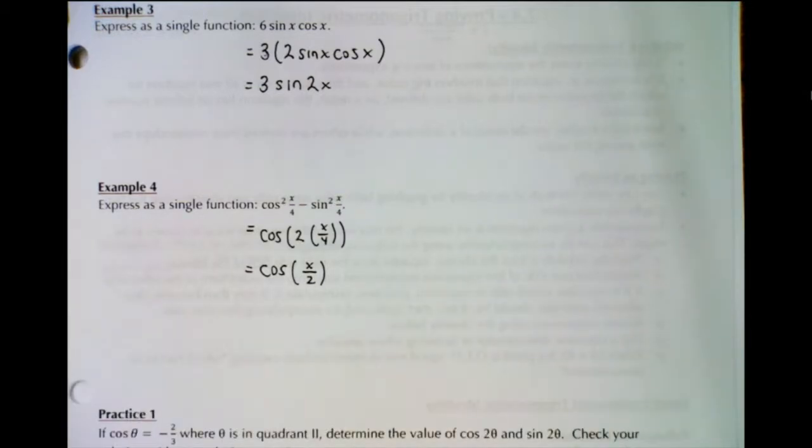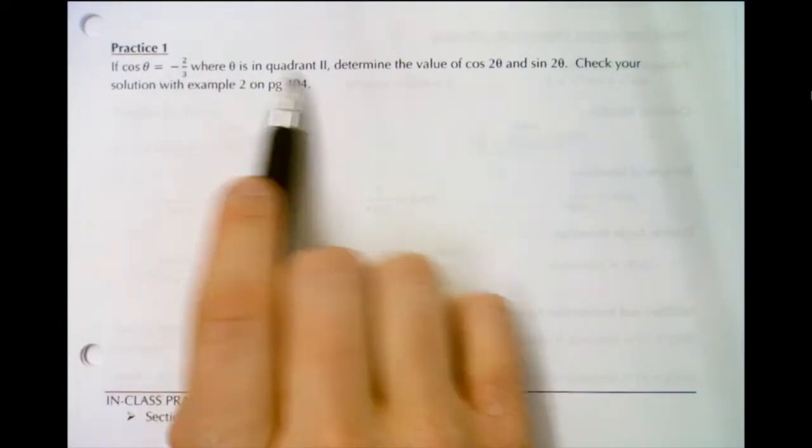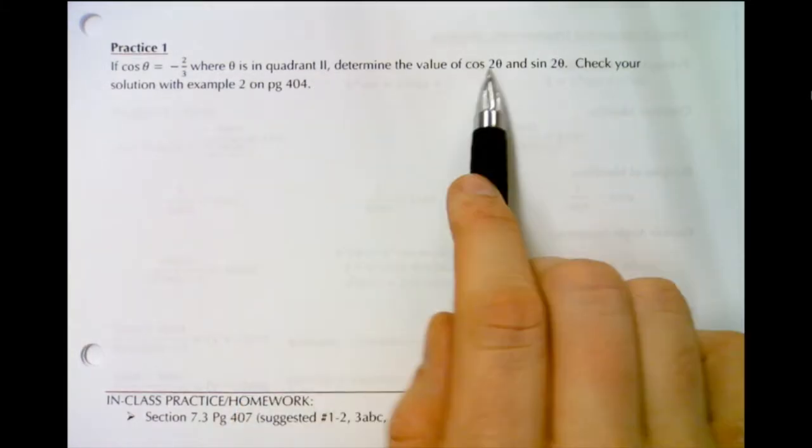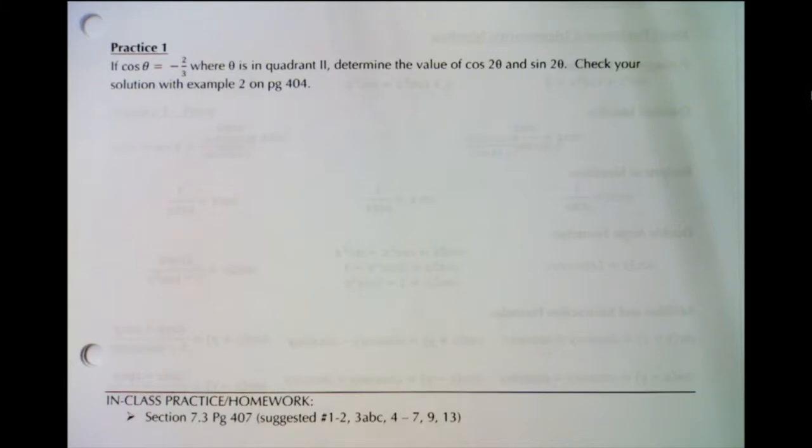Our next example is where we're going to use the double angle formula to evaluate. So here we go. If cos theta equals negative 2 over 3, where theta is an angle in quadrant 2, determine the value of cos 2 theta and sine 2 theta. Check your solution with example 2 on page 404. We're going to check our solutions right now because we're going to do it together.